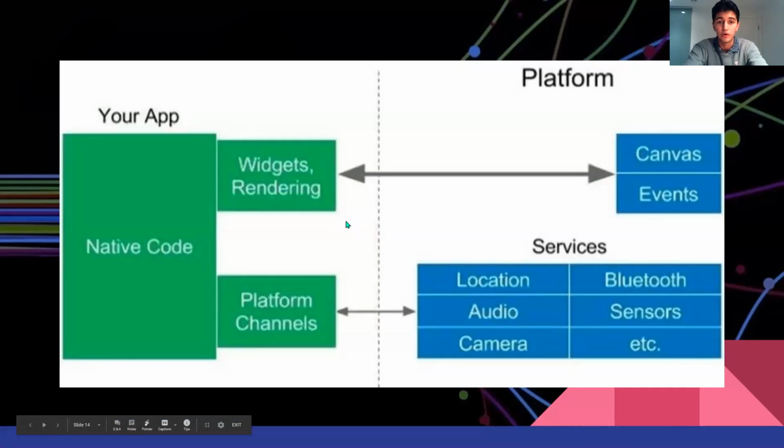So here's something a bit more meaningful to you. You have your app and the platform. So you have your native code that you code in Flutter. You have your widgets and renderings, the UI that you make. You have your platform channels. How do you connect to your server? And then you have your services. So this is the stuff that's on your phone, but you don't see: your location data, your audio, your camera, your Bluetooth sensors, whatever, as well as the screen.